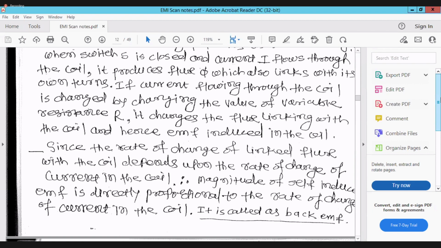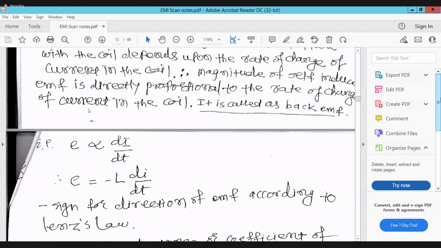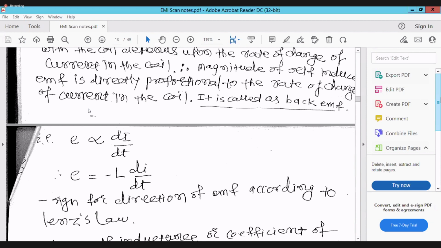The magnitude of the self-induced EMF is directly proportional to the rate of change of current in the coil, and its direction is opposite to the supply voltage. That's why it is called back EMF. It is called back EMF because, according to Lenz's law, its direction is opposite to the supply voltage.